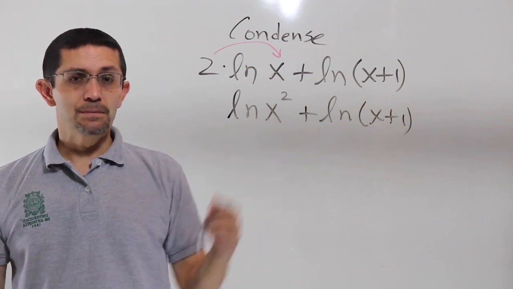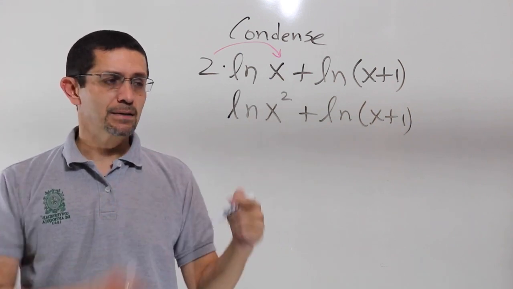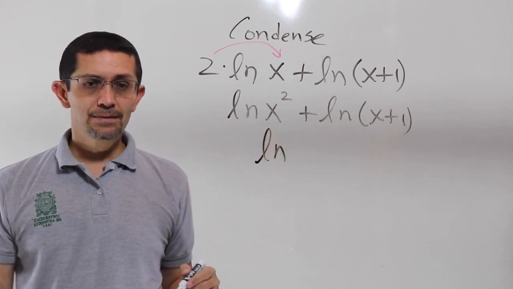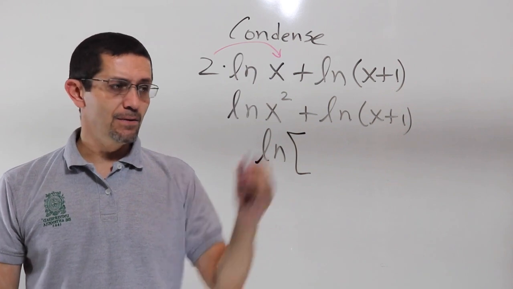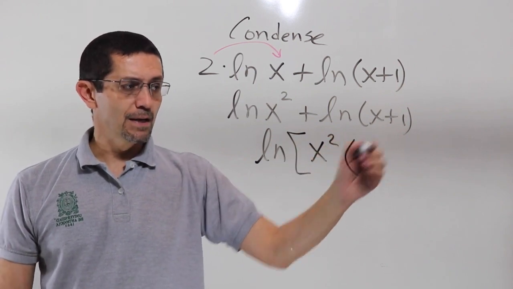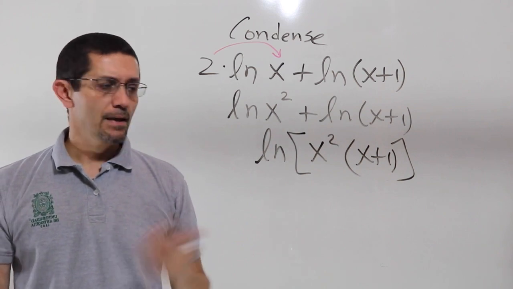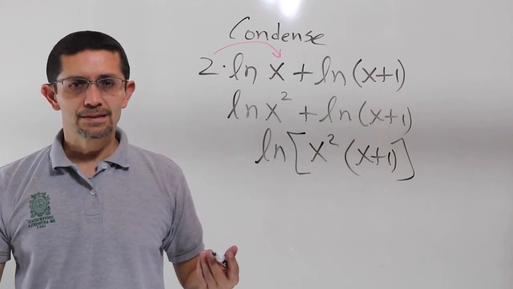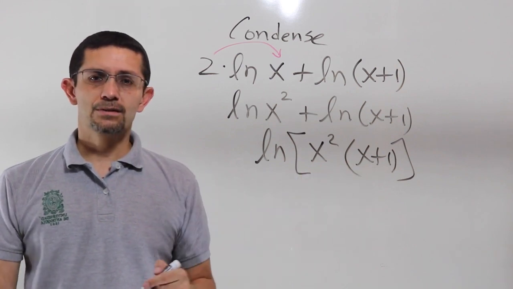Now that I condense my exponents, the next step is, I have a plus. That means that's a product. Therefore, I have ln of the product of the two arguments, meaning, let's put a bracket right here, and I have x squared times x plus 1. Okay? You can distribute, not necessarily, but you can distribute that, and it's going to give you x to the third power plus x squared.